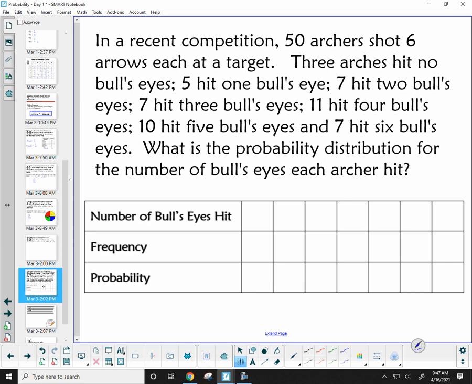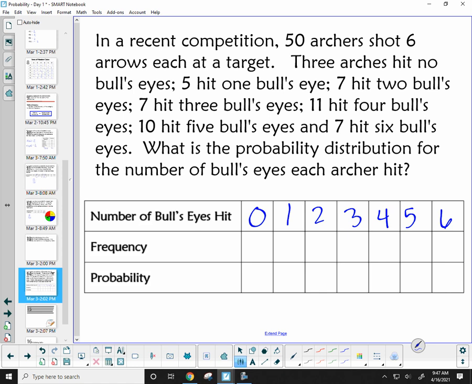So here we go. In a recent competition, 50 archers shot 6 arrows each at a target. 3 archers hit no bullseyes, 5 hit 1, 7 hit 2, 7 hit 3, 11 hit 4. So there's a whole list there. What's the probability distribution for the number of bullseyes each archer hit? Let's start filling this out. For the number of bullseyes hit, we have anywhere from 0 to 6: 0, 1, 2, 3, 4, 5, 6.